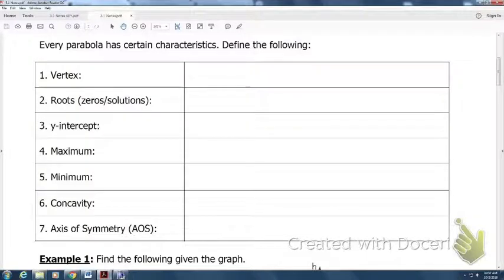So the vertex is the highest or lowest point on the parabola.